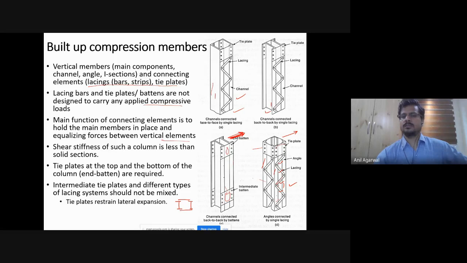So battens need not be that deep. Battens sometimes are also seen of this size. But at the bottom and top, you have to provide wide enough tie plates to hold the member together so that they don't split. Different kinds of systems can be provided, but they should not be mixed. What it means is that either you go with the lacing system, which looks like this, then the entire length should be done in the similar system. You should not do a mix of this and this. So it should not be that up to half a height you come with this lacing system, then the remaining half you do with this kind of batten system. That is not a good approach. Typically, we should stick with the same arrangement throughout.